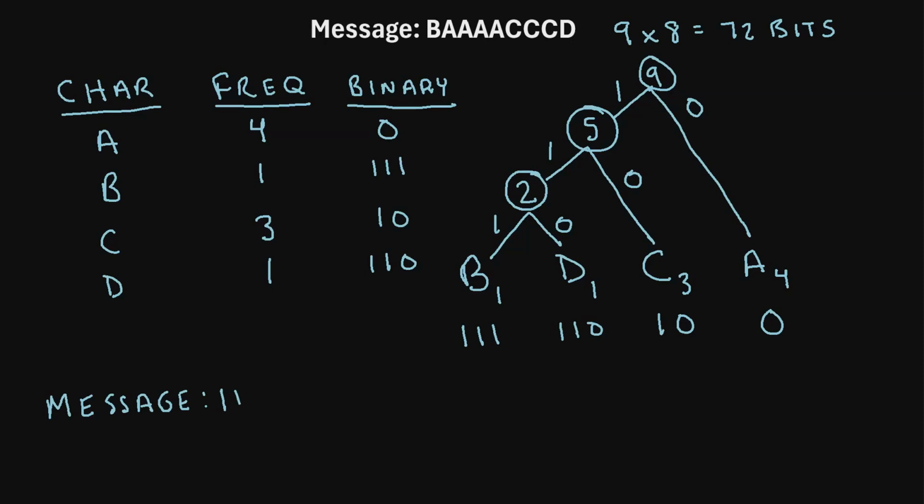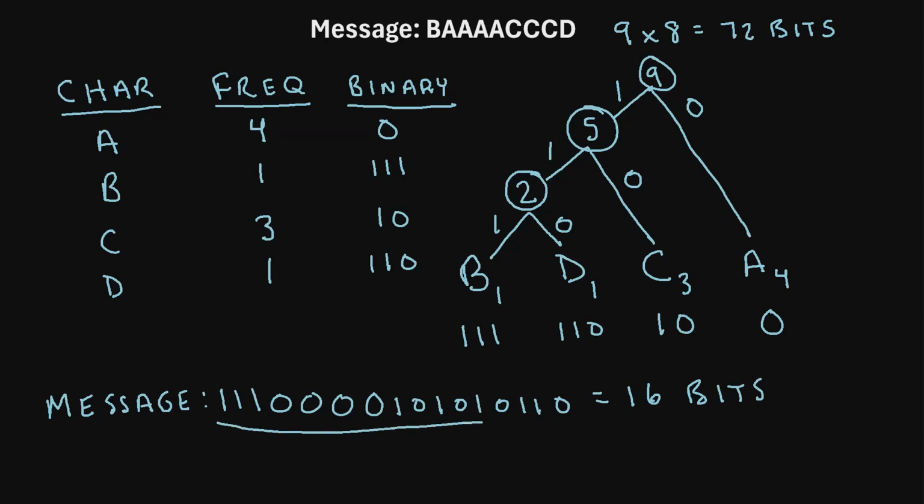So we have a 1, 1, 1. Then we have an A, which is represented by a 0, another A, another 0, another A, another 0, another A, another 0. Then we have 3 C's in a row, so those are represented by 1, 0. So we'll say 1, 0, 1, 0, 1, 0. And lastly, we have a D, which is represented by 1, 1, 0. So this is how we would send the original message using Huffman coding. And there's a total of 16 bits right here. So let's say 16 bits.